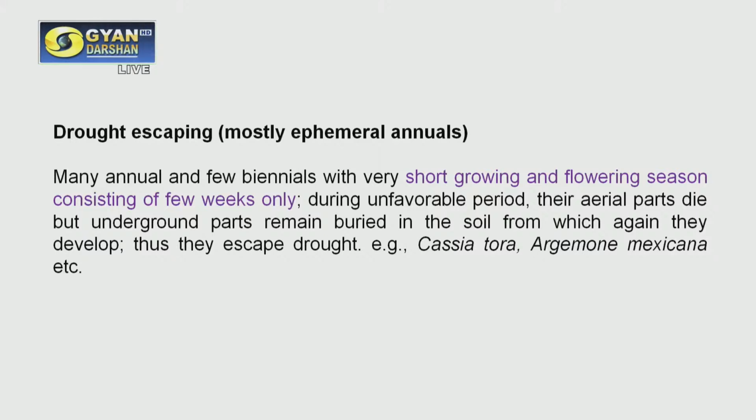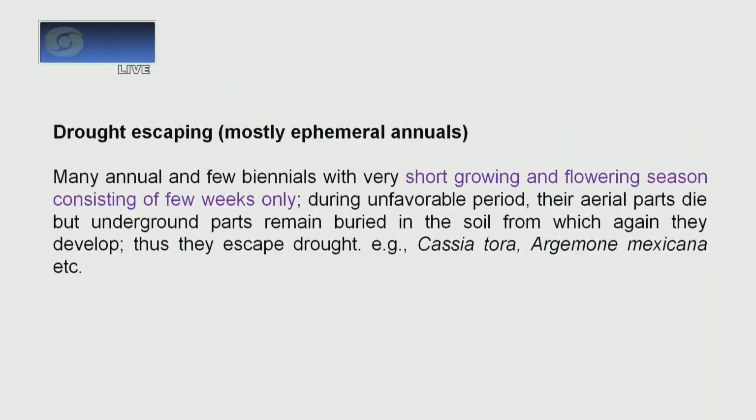So these types of plants are called drought escaping plants, or mostly these are ephemeral annuals. They are called ephemerals. They have a very short growing and flowering season consisting of a few weeks only, like Argemone mexicana, Cassia tora, etc.